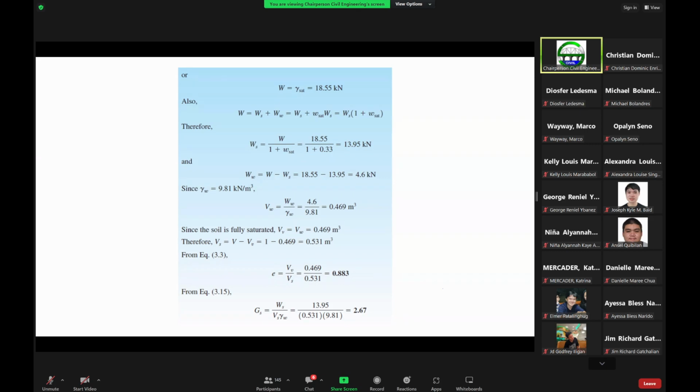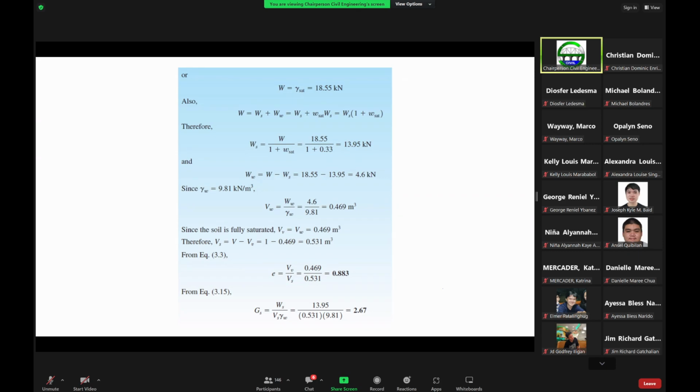Now, considering that the unit weight of water is 9.81 kilonewtons per cubic meter, by definition the unit weight of water is the weight of water over the volume of water. So the volume of water is 4.6 divided by 9.81, which is a given. Even in fluid mechanics, it's the same. So the volume of water is equal to 0.469 cubic meters.